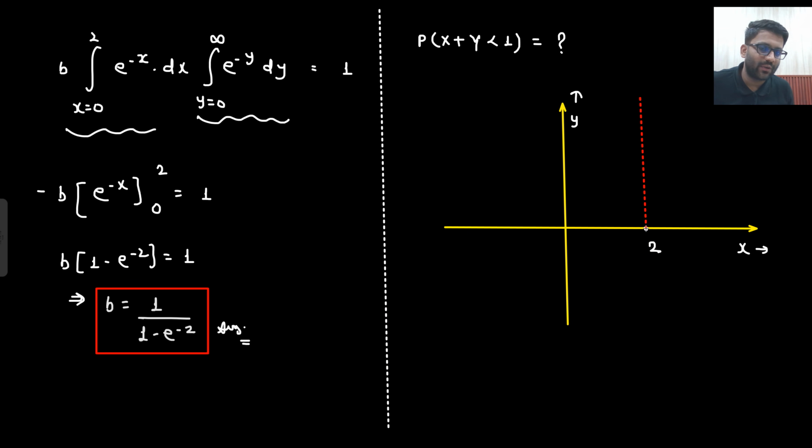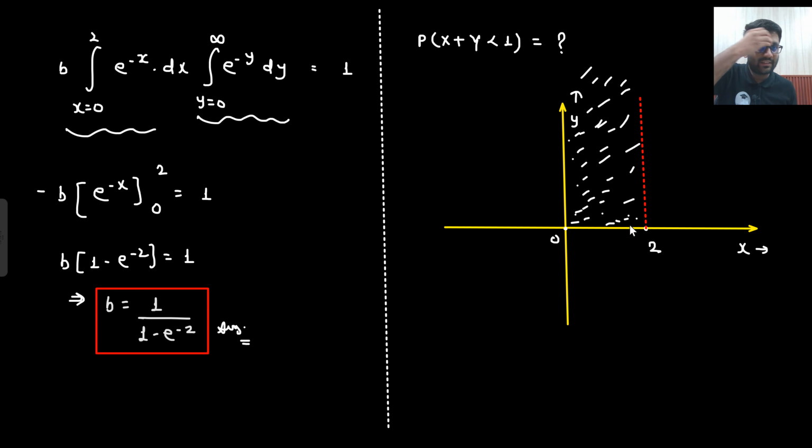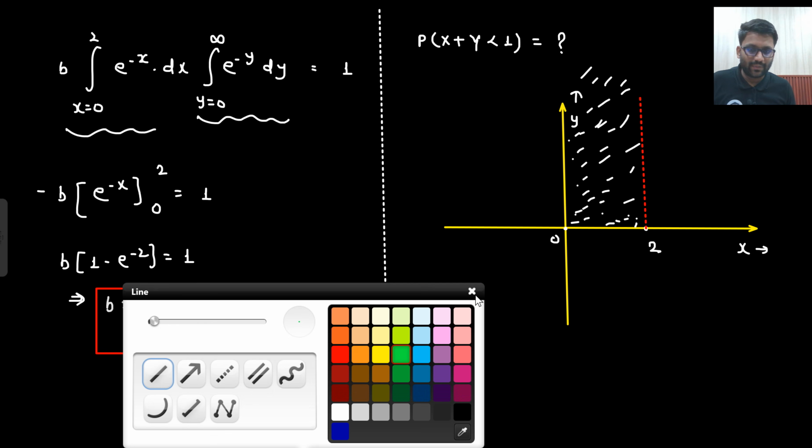Why I don't need to care about the lower side? Because I know that y is from 0 to infinity. So this was already given that your matter of concern is this particular region. Now what they are asking, in this particular region as well, what you need to calculate? You need to calculate such that x plus y is less than 1.